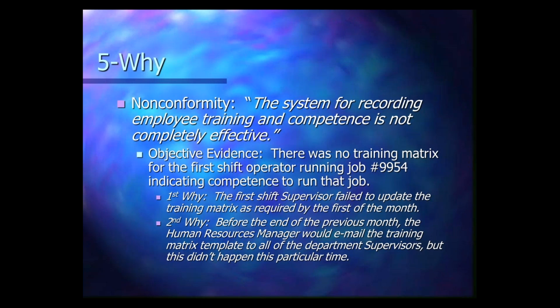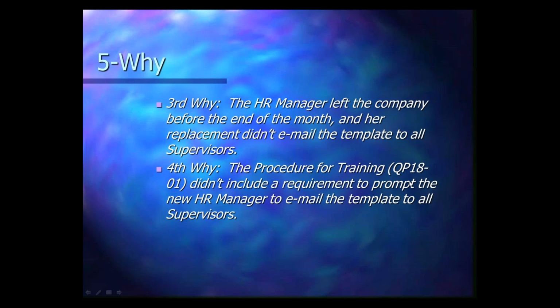Well, why did they fail to update it? Well, before the end of the previous month, the HR manager would email the training matrix template to all of the supervisors, but it didn't happen this particular month. Why is that? Well, the HR manager left the company before the end of the month, and her replacement didn't email the template to every supervisor. Why didn't she know to email the template? Well, the procedure for training didn't include a requirement to prompt the new HR manager to do this.